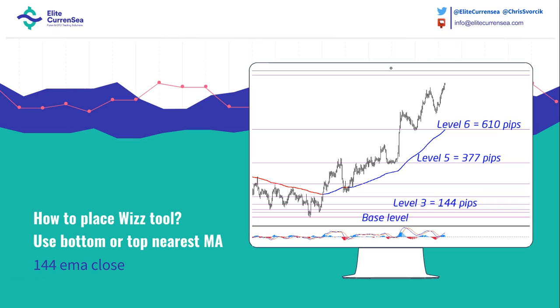In an uptrend, if price gets close to it, but ultimately misses it and stays above the 144 EMA, then that does not count. The Wizz tool is not reset, it just stays at the same spot. Same for a downtrend. If it misses the top, if it misses the moving average resistance by a bit, we don't change it.